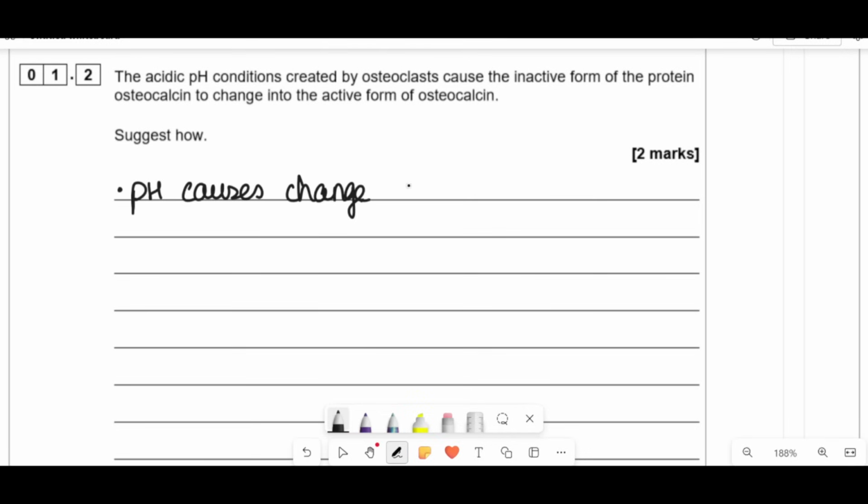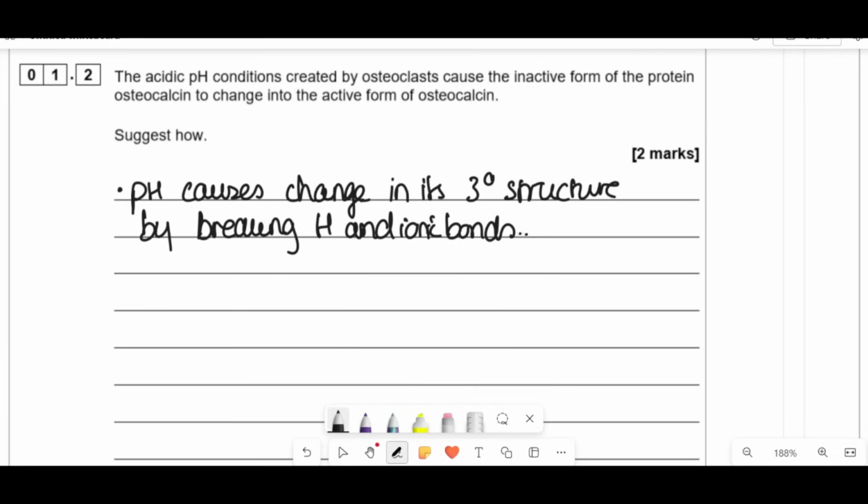in its tertiary structure. We need to be specific here as well: not active site, not in 3D. You have to say tertiary structure, right? We need to say how, by breaking or changing hydrogen and ionic bonds. Nothing to do with disulfide bridges. You can't just go ahead and say enzyme active site and all of that stuff because it's not talking about that. This isn't an enzyme.